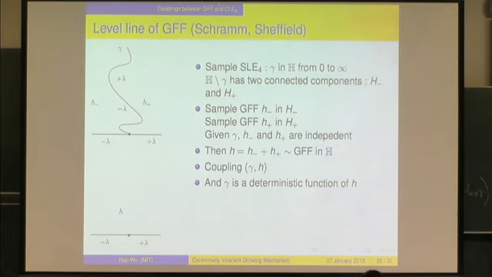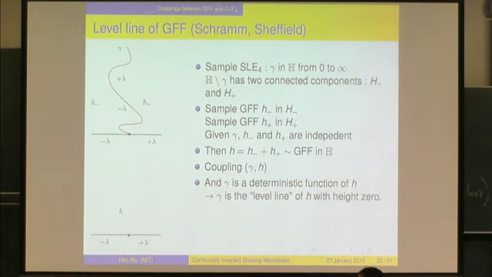Now in the construction of this coupling, we can say that when we sample this curve, we generate the field. This curve behaves like the level line of the Gaussian free field. And later, we can prove that this curve is a deterministic function of the field. And now we are ready to say that this curve is the level line of the field.